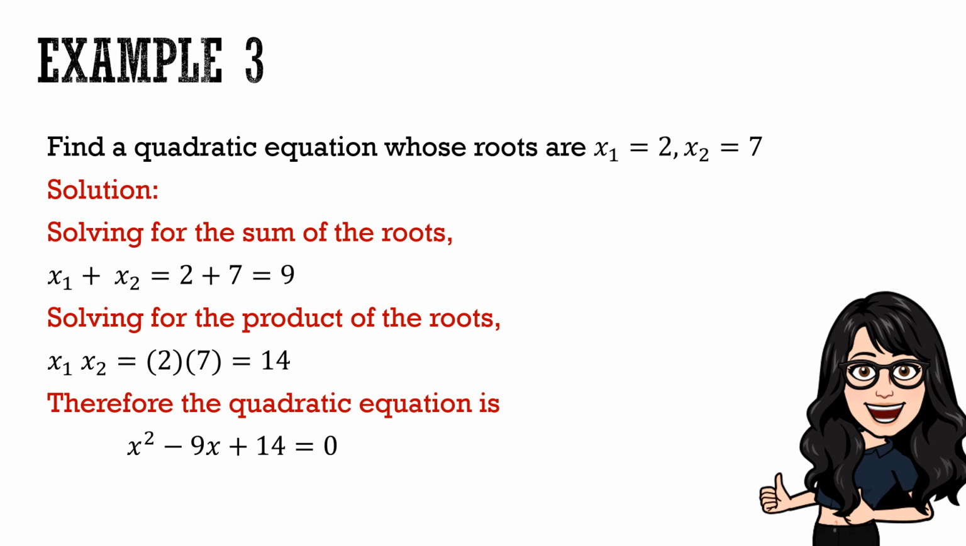Remember, since the given is a whole number, the denominator is 1, and that is the value of our a. The value of our b is the sum of the roots. Now, since the sum of the roots is positive, it will become a negative value of b. Then, for the constant term, the value of the product is 14. Therefore, c is equal to positive 14.